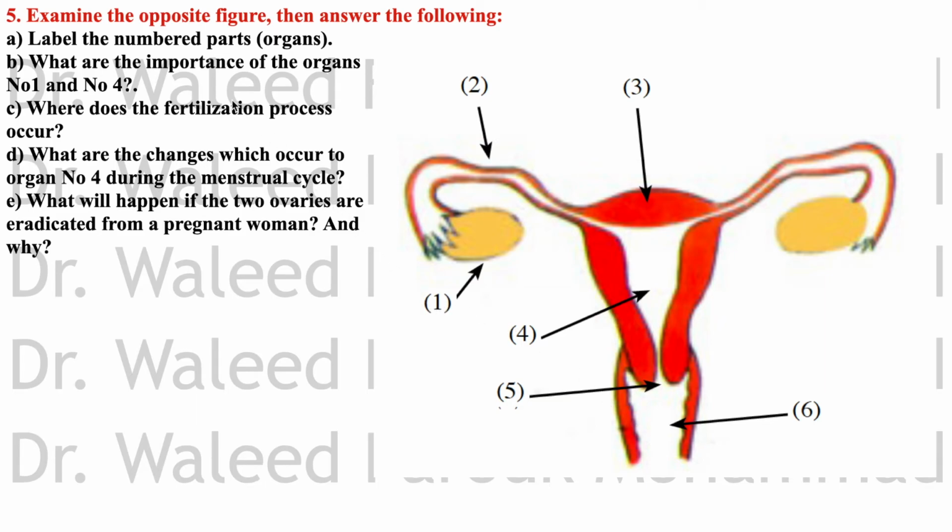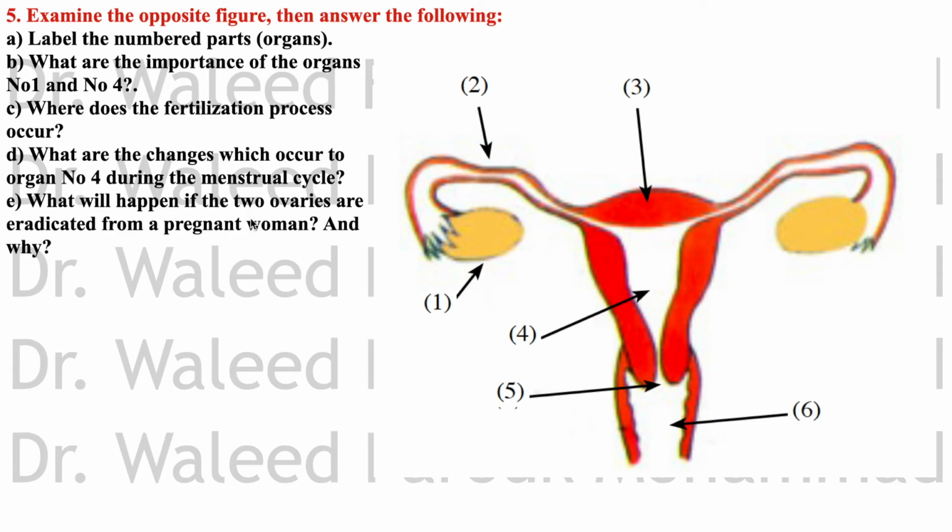What's the importance of the organ number 1 and 4? Number 1, the ovary, of course, is to produce the ovum and for the production of sex hormones. 4 is the uterus. It provides a suitable media for protection of the developing baby inside. And of course, it has the major role in labor because it contracts at labor. Where does the fertilization process occur? We all know it occurs in the fallopian tube, so it occurs in number 2.